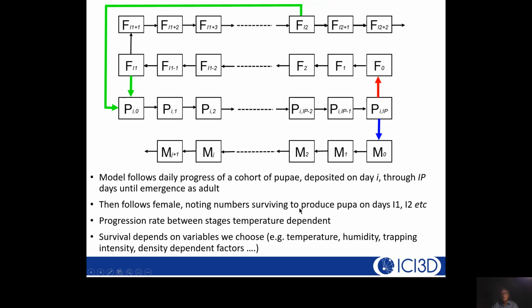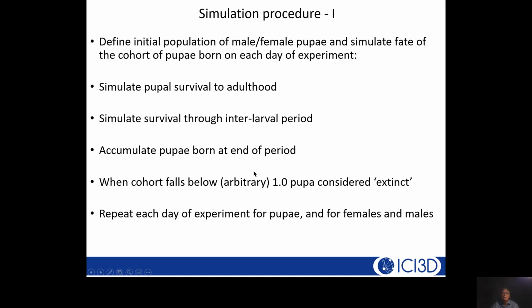And what we do is, the progression through the pupal stage like this and through the adult stages are all temperature dependent. We know how that changes. We've seen this already. And the survival from day to day is also going to depend on various parameters, such as the temperature on that day, the humidity on that day, the trapping intensity on that day, and also possibly on density dependent factors.